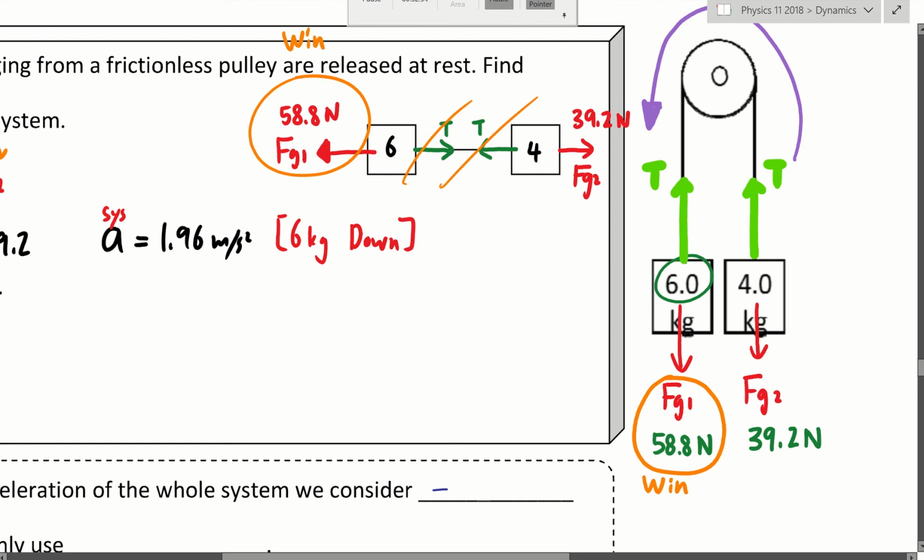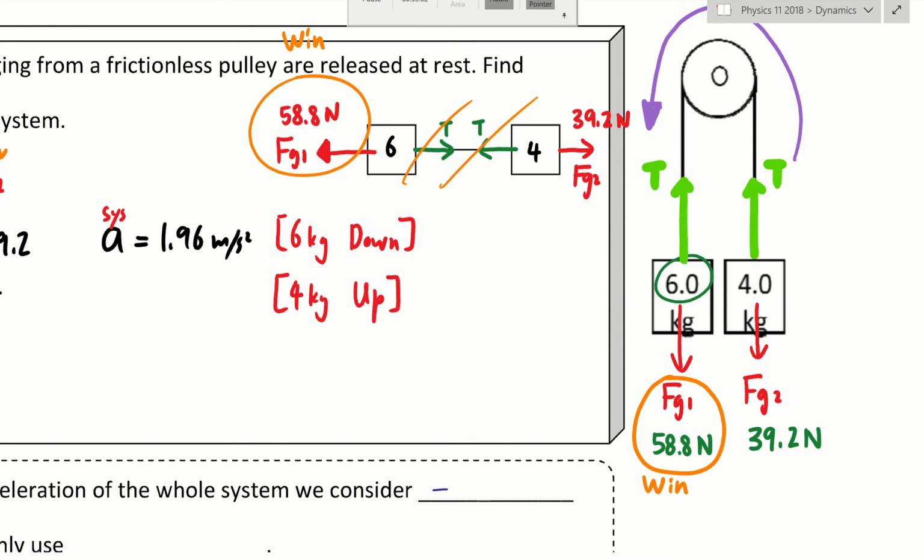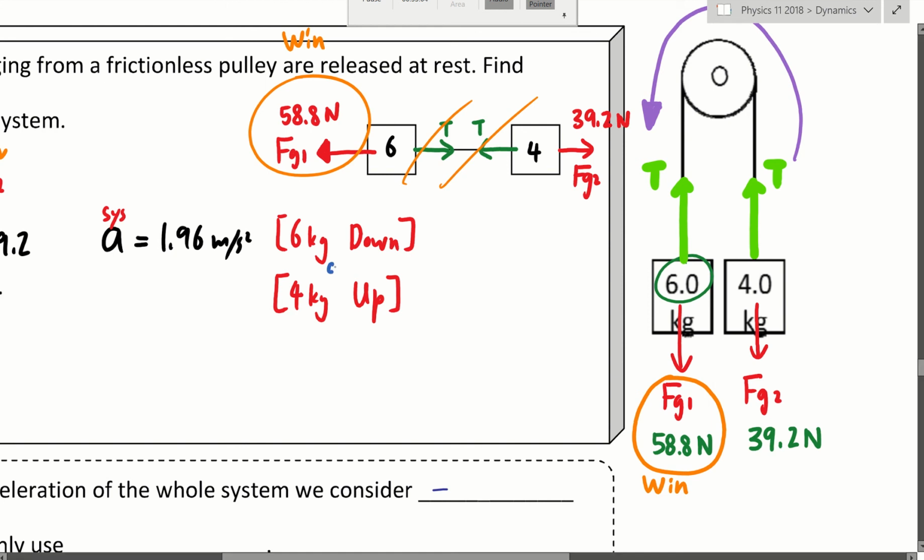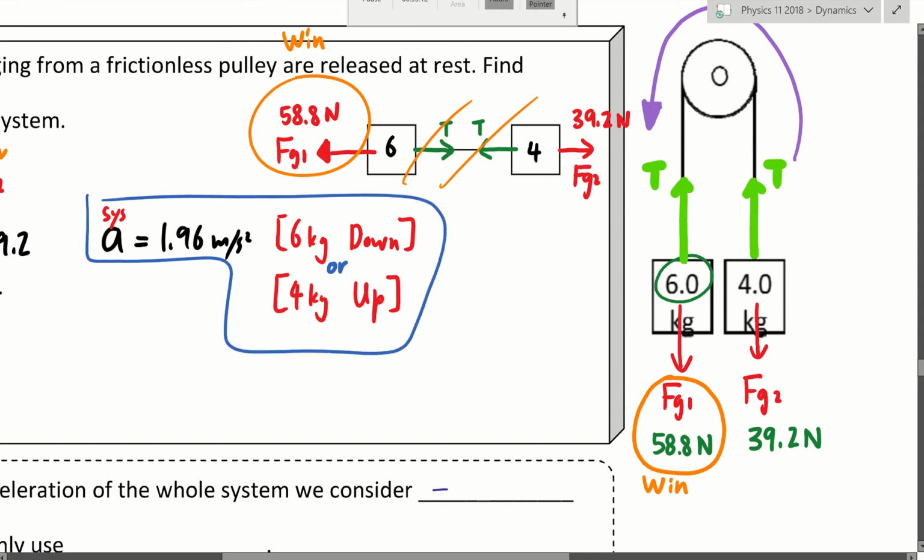But what about the 4 kilogram mass? That one goes up. So the 4 kilogram mass goes up. Either one of these two directions is fine. You do not have to say both. Pick one, whichever one, and that's your final answer. Now, guess what we're going to do next?